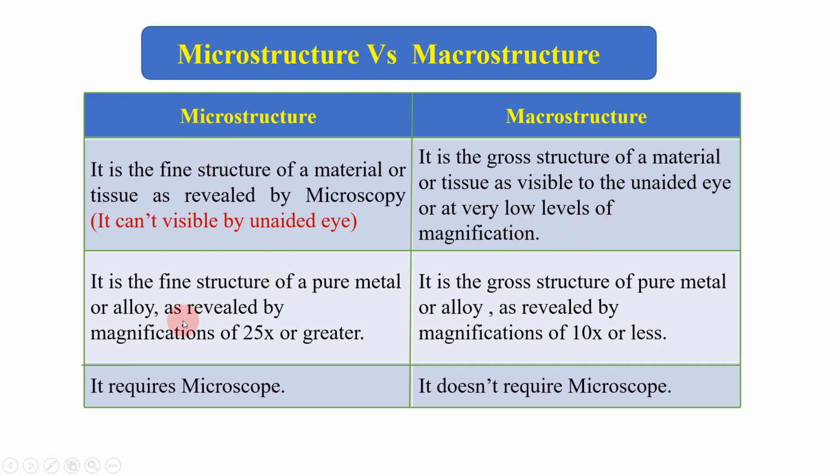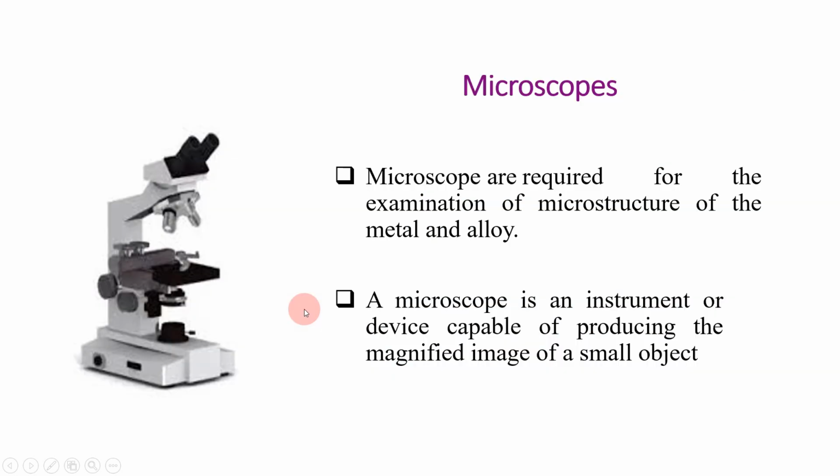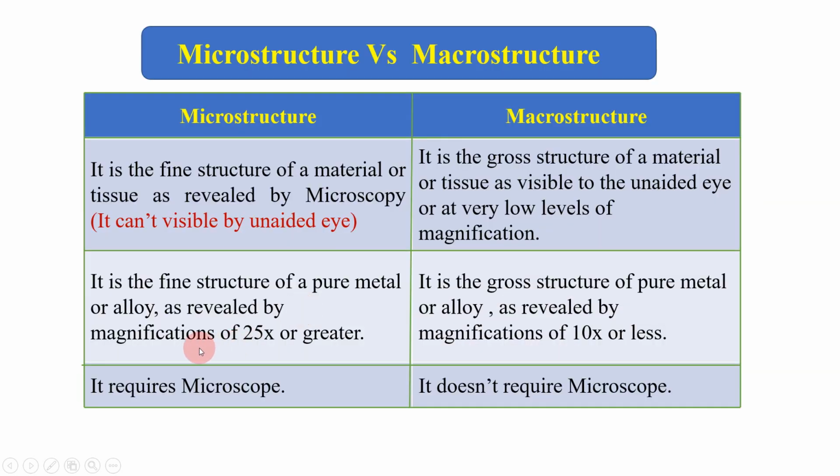Then the second point in microstructure is what? It is the fine structure of a pure metal or alloy as revealed by magnifications of 25x or greater. See guys, it is the fine structure of pure metal and alloy, but at what kind of magnifications? At 25x or greater magnifications.